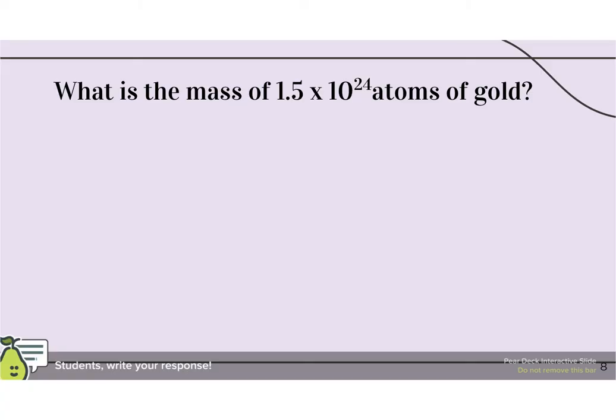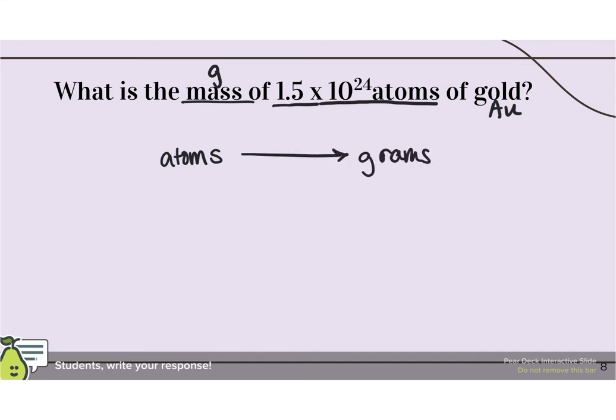It's another great example. In this case, I'm trying to figure out what is the mass. So that's going to be grams. And they're giving me 1.5 times 10 to the 24th atoms of gold, which is AU on the periodic table. So can I convert atoms into grams? Is there a conversion factor that exists for that? No. But what I can do is convert atoms to moles and then moles to grams. So that's what I'm going to do.